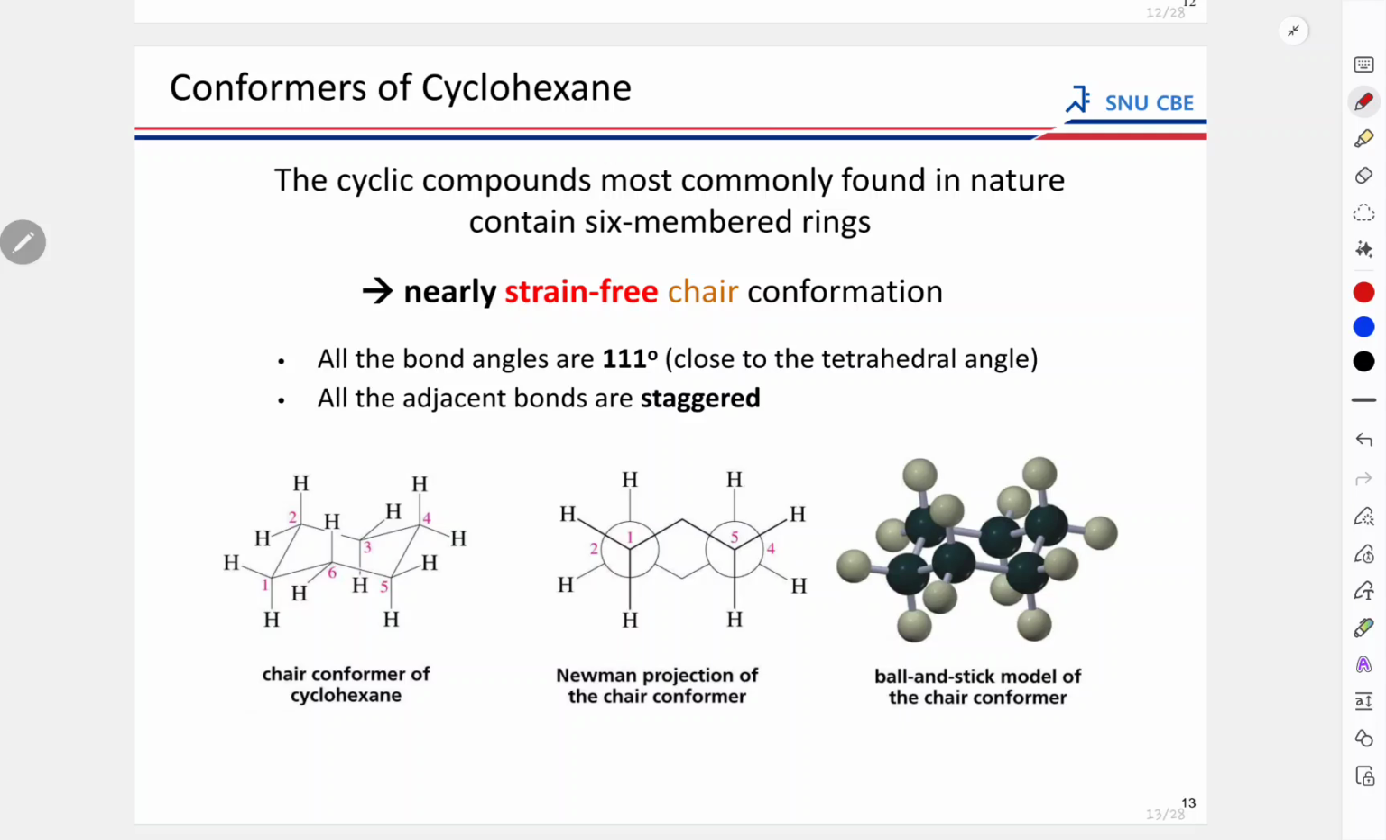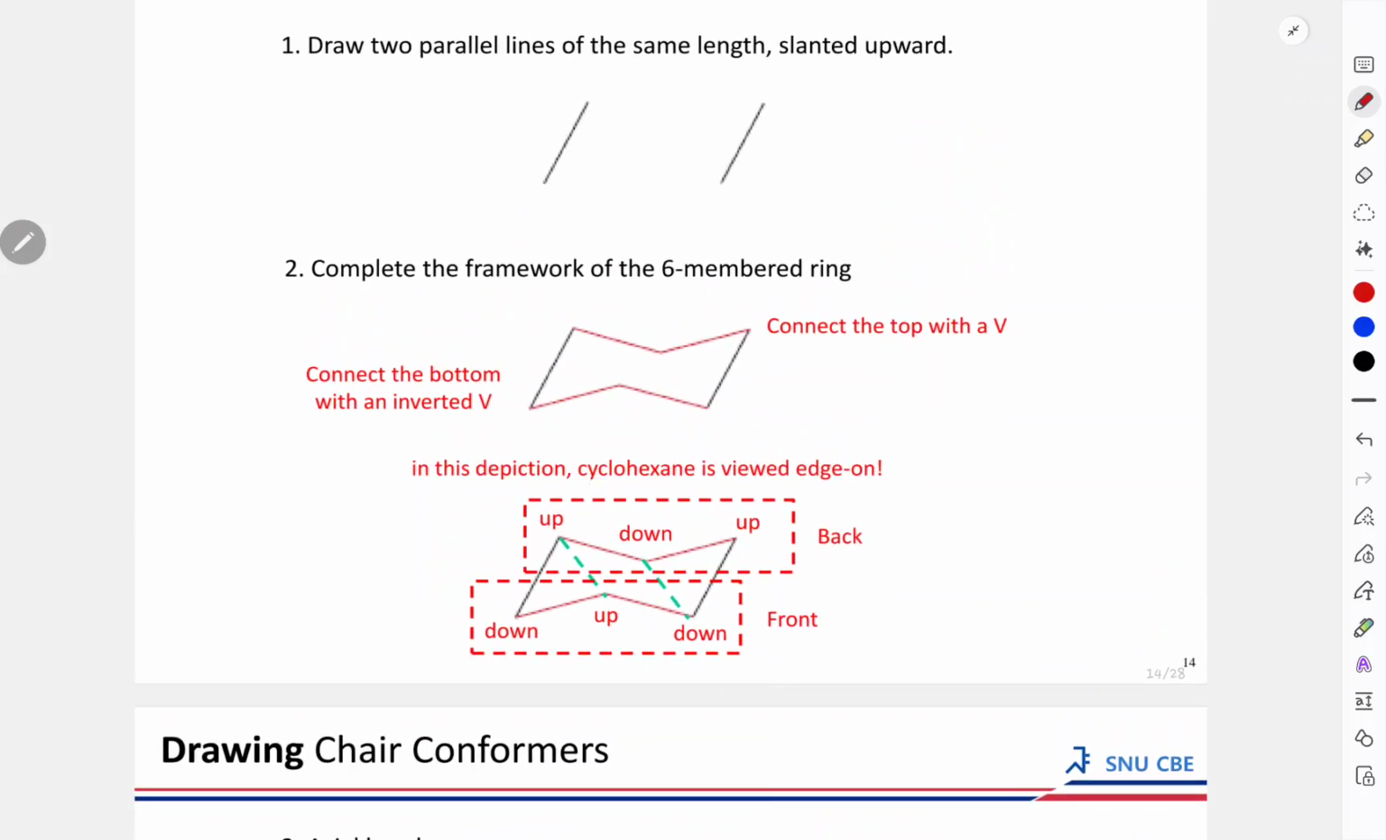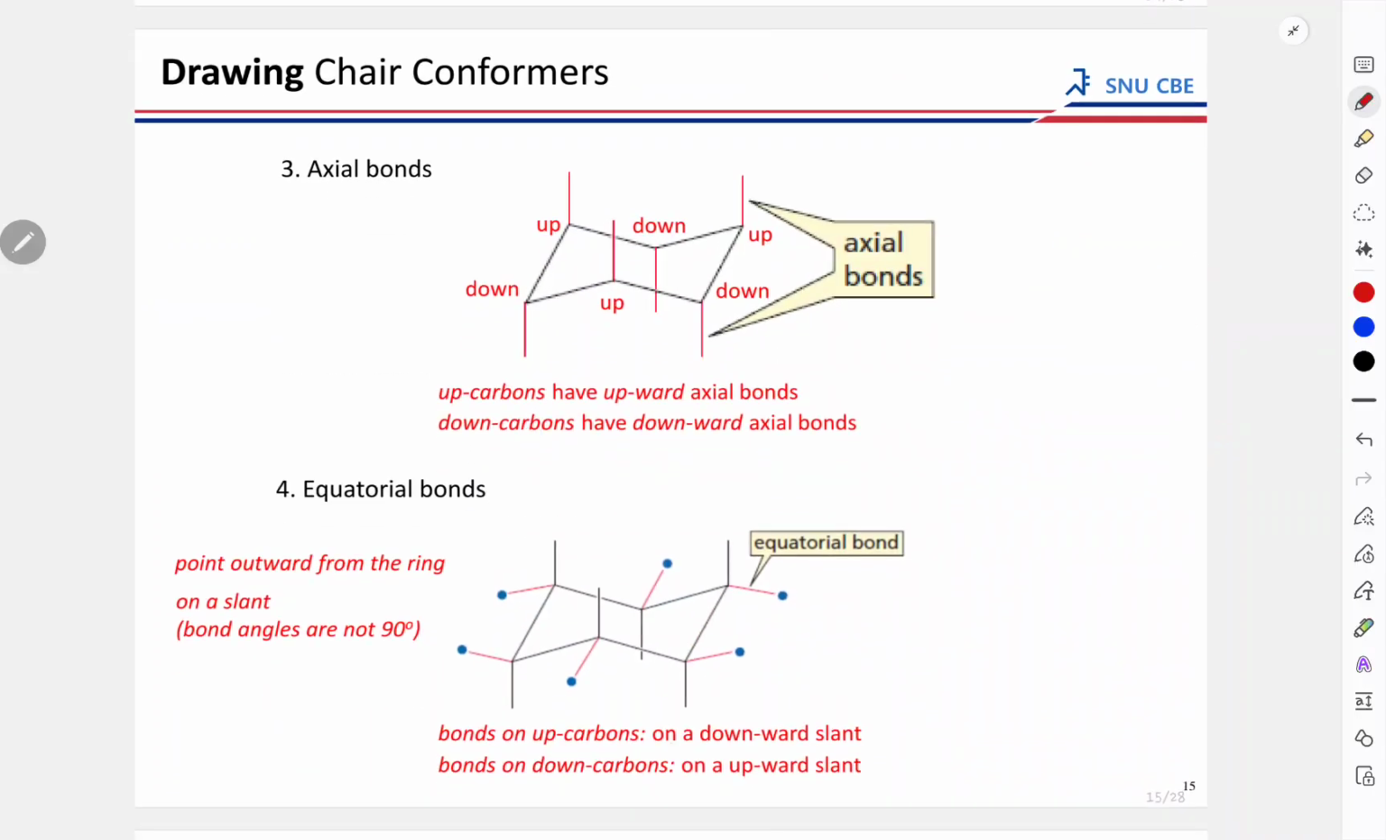Right. What about the actual bonds? So the six-member ring is now defined, but there are also the actual bonds. Of course, for the cyclohexane, you can imagine there's a C-H bond, right? Okay. So there's a rule. The up carbons, as we defined, have upward actual bonds, okay? And down carbons will have downward actual bonds.